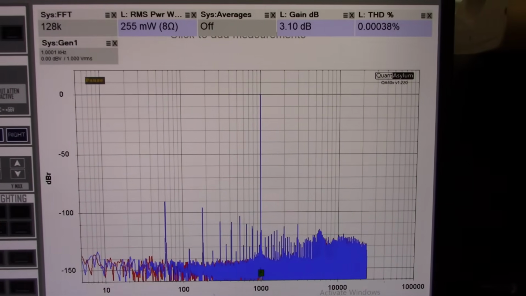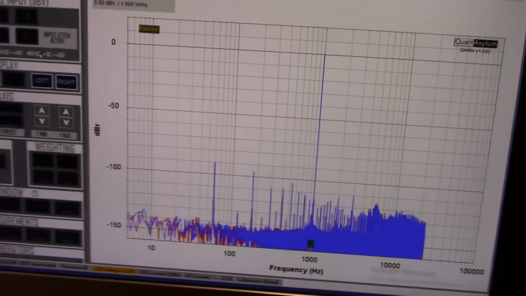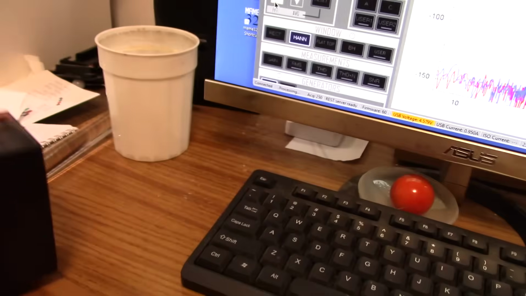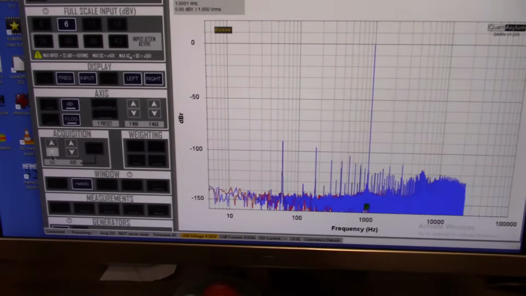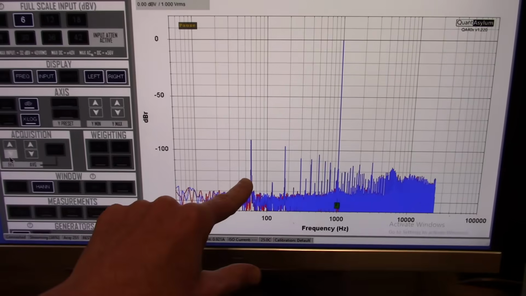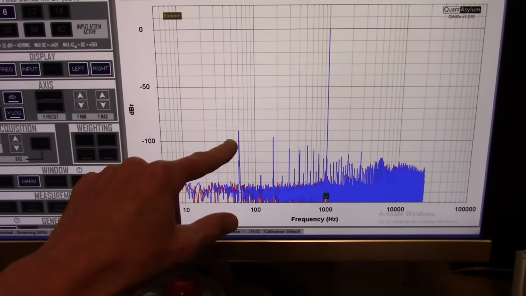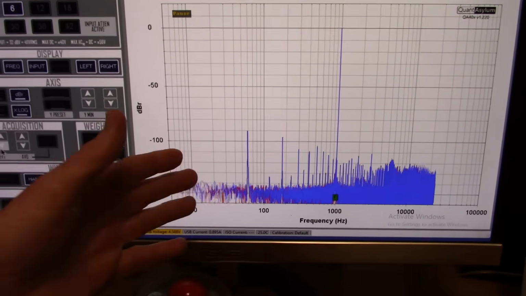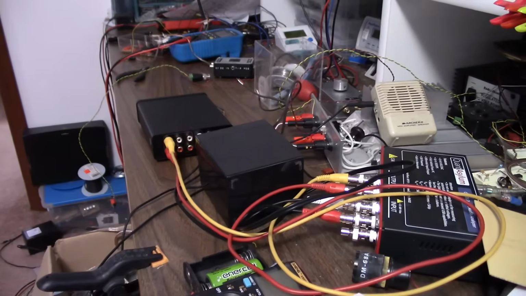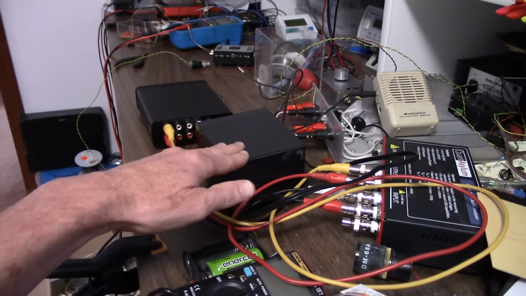I'm kind of curious though, if I hook a 12 volt battery up and unplug its power supply and see how that affects the noise level here. That will tell me if it's coming in through the power or through my cables or somewhere else. Okay, I got the 12 volt battery connected.